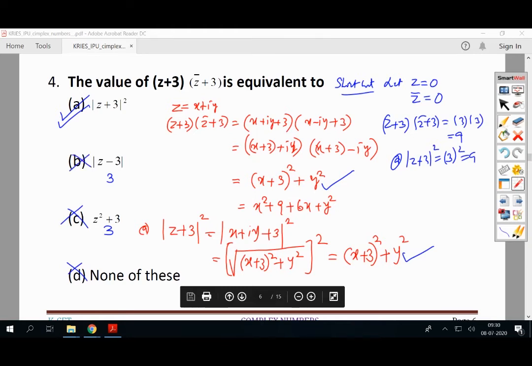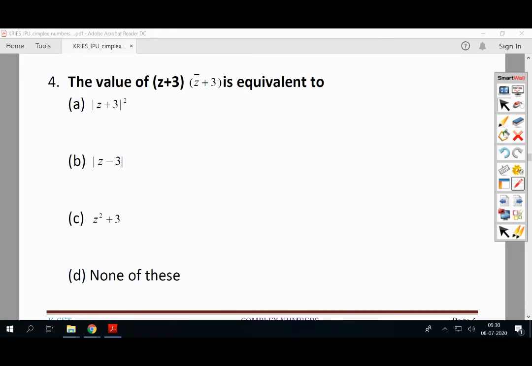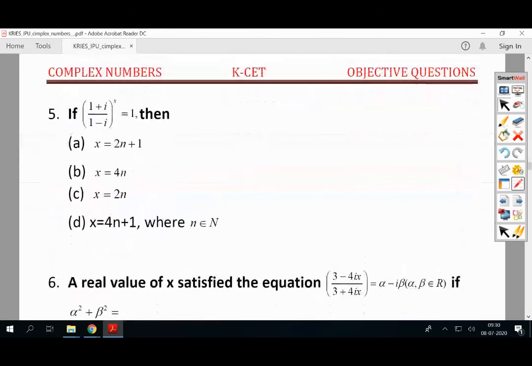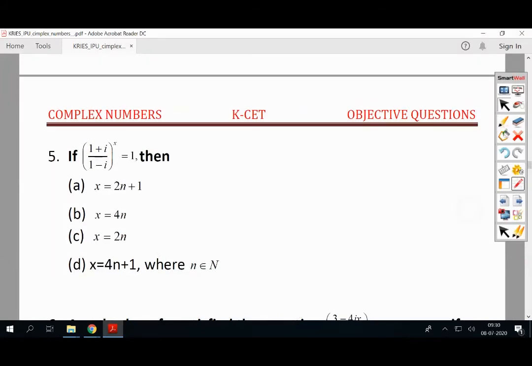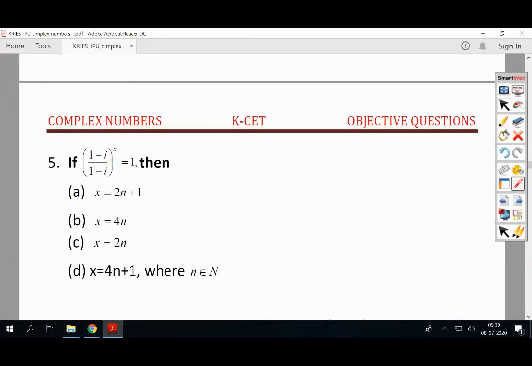Look at question number 5. If ((1 + i)/(1 − i))^x = 1, then what should be the possible value of x, they have asked. So what I can do here, (1 + i)/(1 − i) whole to the power x. All this can be done with shortcut methods, but if you make use of shortcut methods you need to work out a little bit more. So let us simplify this. Rationalize (1 + i)/(1 − i) inside the power, multiply and divide by (1 + i), whole to the power x is equal to 1.